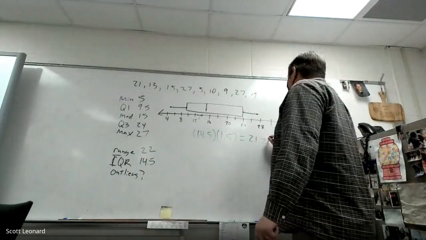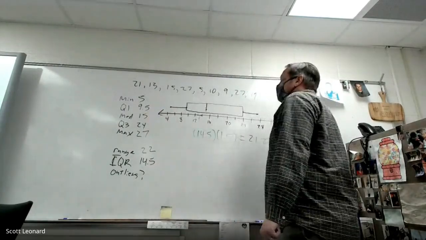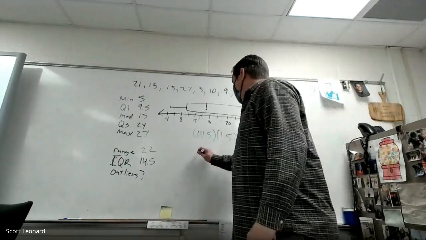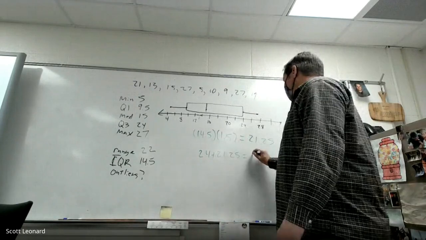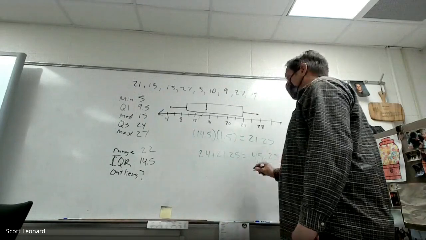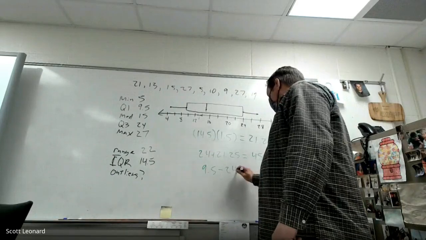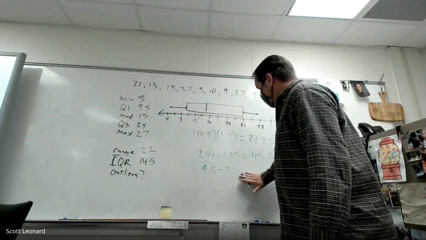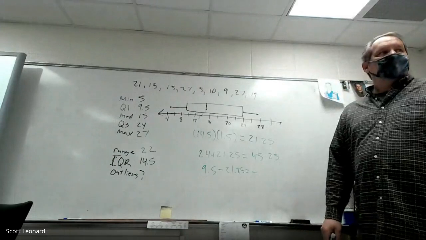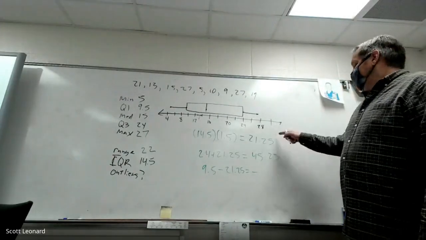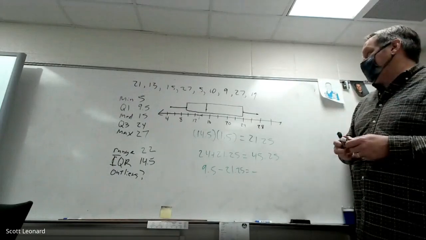21.25. Okay? So now if I add it to Q3 and subtract it from Q1, we see if we have outliers. So Q3 is 24 plus 21.25. We're going to get 45.25. And 9.5 minus 21.25, we're going to get a negative number. Any outliers? 45, not even close. So these are all good data points.